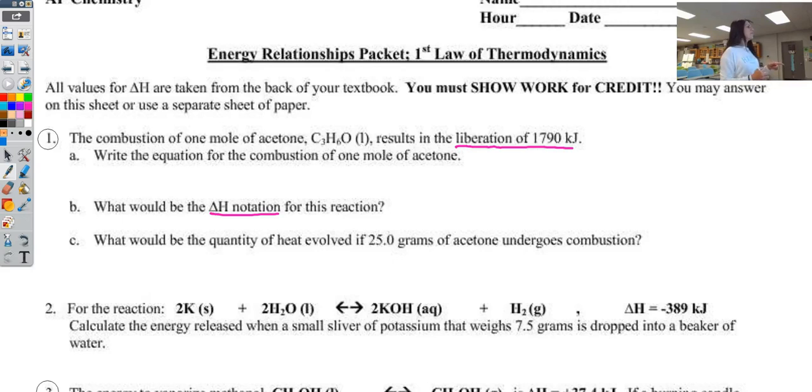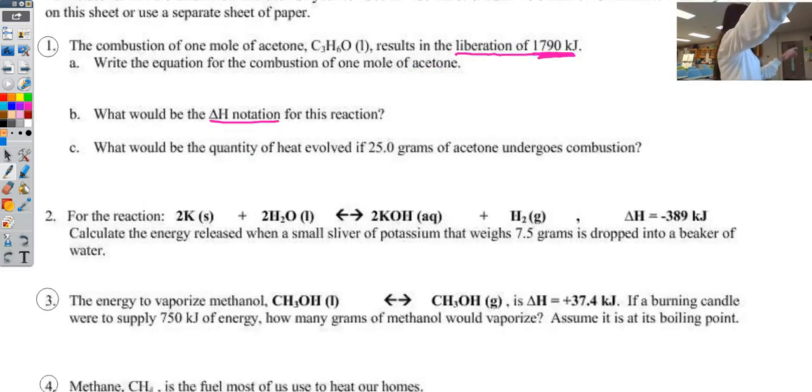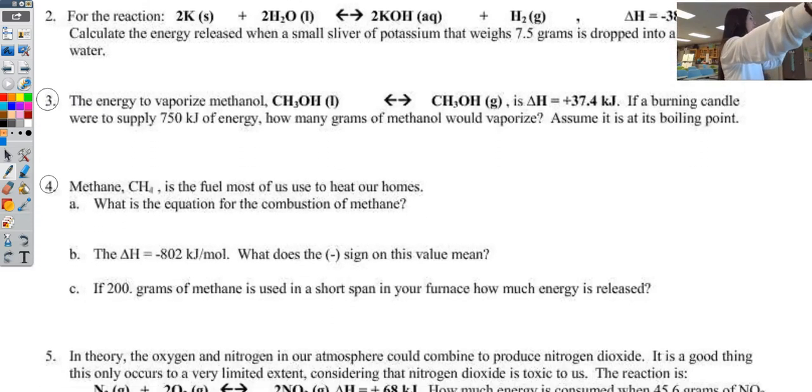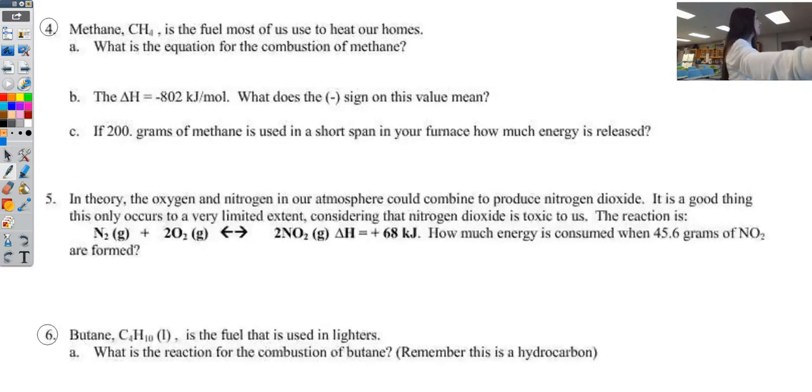The next one says, what would be the quantity of heat evolved if 25 grams of acetone undergoes combustion? It's a lot like the bottom of the first page of the notes, where you start with the grams, convert your grams to moles, and then use this value right here to work out a little bit like stoichiometry, where you're attaching an energy value to a certain amount of moles. That question, as well as number 3, is similar, so is number 4.